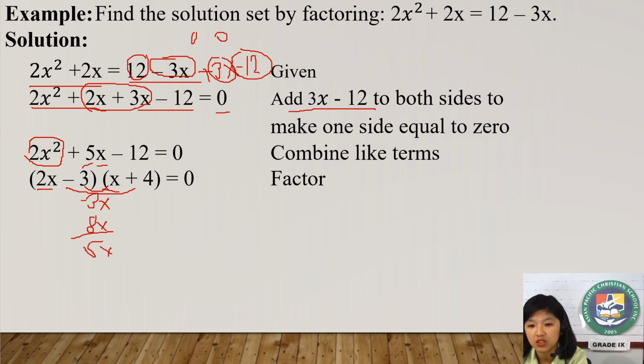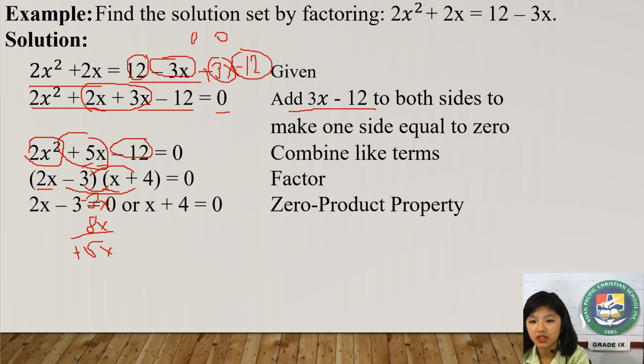Then copy x. So, ano yung sign? Kung ano yung sign ng may malaking number. So, mas malaki yung 8, kaya positive yung 5. Kaya ito yung positive 5x. Then, last term, we have negative 3 times 4. It gives you negative 12.